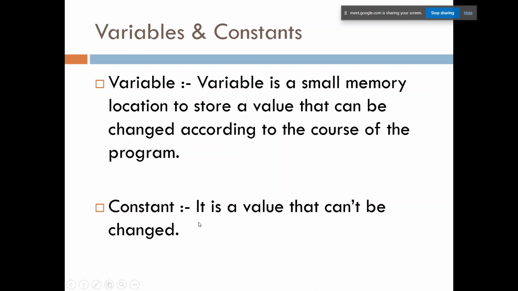And what is a constant? A value which can't be changed is called a constant. So a variable means a small memory location where we keep on storing some values, and you can increase or decrease. You can change it depending upon the requirement. Coming to constants, the values which can't be changed are called constants.